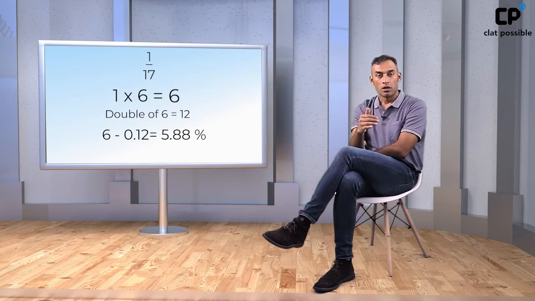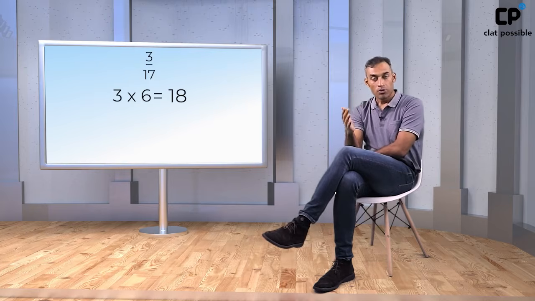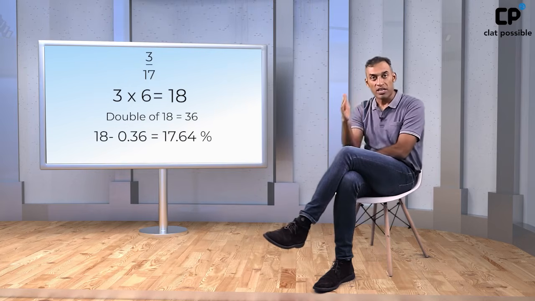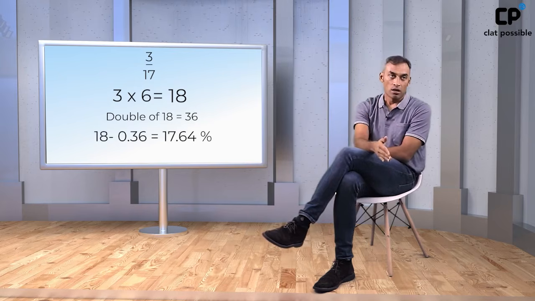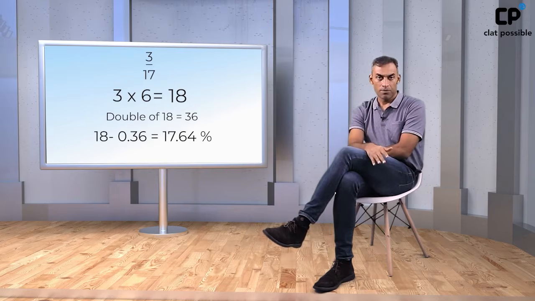Similarly, if we have a 3 upon 17, we will just do 3 into 6, which is 18, double of 18, which is 36. We will put 2 decimal shifts, which is 18 minus 0.36, and that will make it 17.64%. So this is a trick that we can use with 1 by 17, right?